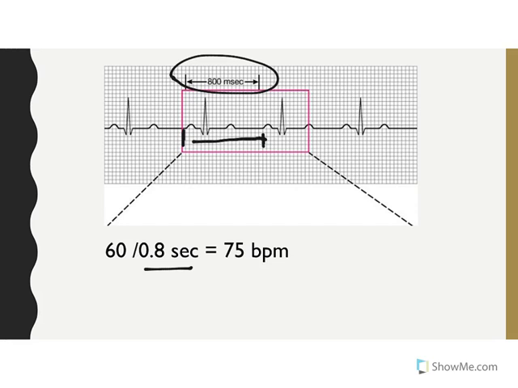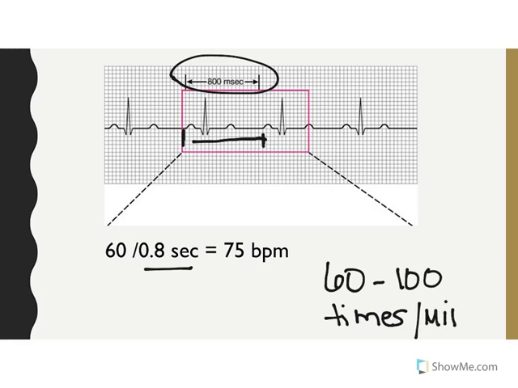Now the SA node, which is the pacemaker of the heart, determines your basic rate and rhythm of your heartbeat, and it spontaneously fires between 60 and 100 times per minute, which corresponds to a heart rate between 60 and 100 beats per minute. I want to show you an example of what sinus tachycardia and sinus bradycardia look like. It's easier to visualize by looking at the distance between these large waveforms. We'll talk about what they are in a minute. So look at the distance.